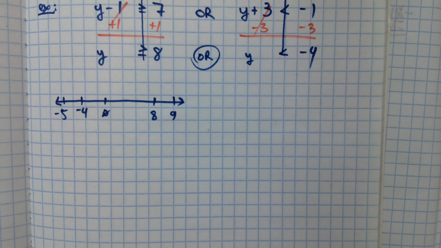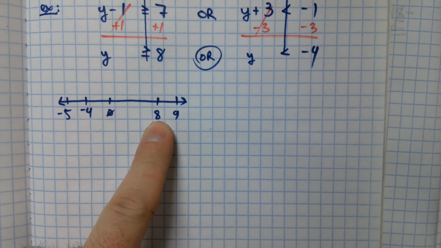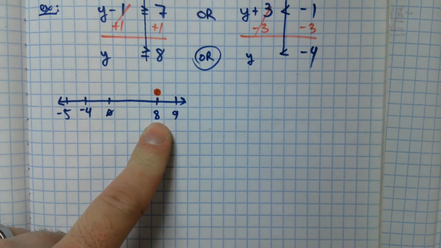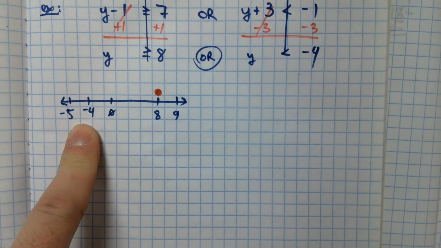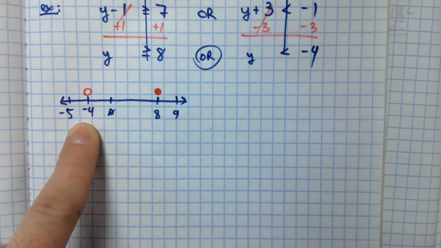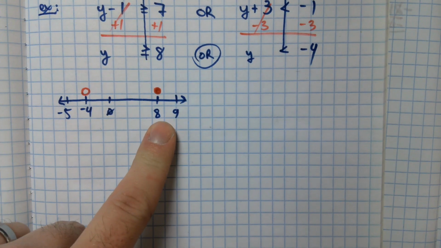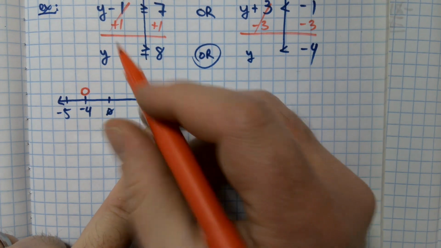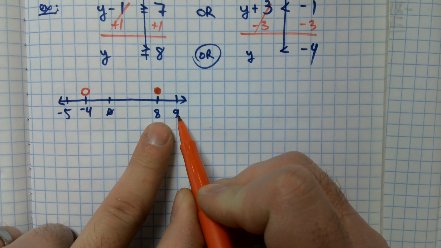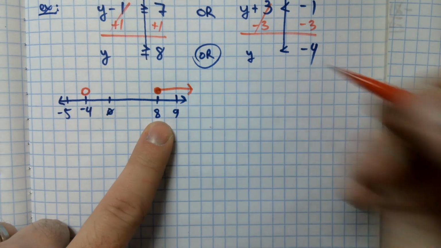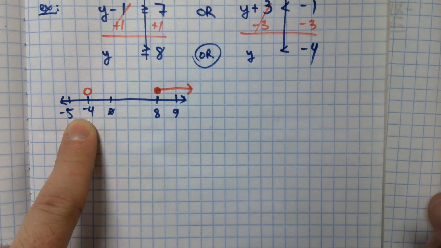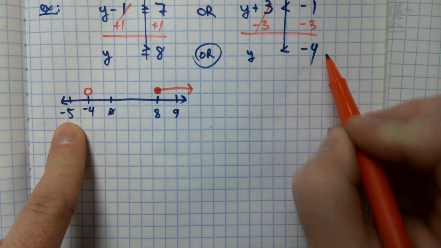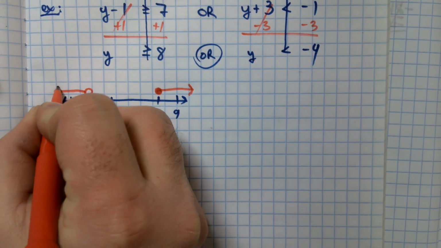Okay? What type of dot am I going to make at positive 8? Closed. So can 8 be a solution to this? Yes. What type of dot am I going to make at negative 4? Open. Can negative 4 be a solution to this? No. What direction is my arrow going to go on this 8? To the right. All y values greater than 8, like 9. So my arrow is going to be going off to the right. What direction is my arrow going to go for negative 4? To the left. All y values less than negative 4, such as negative 5, negative 6, and so on.